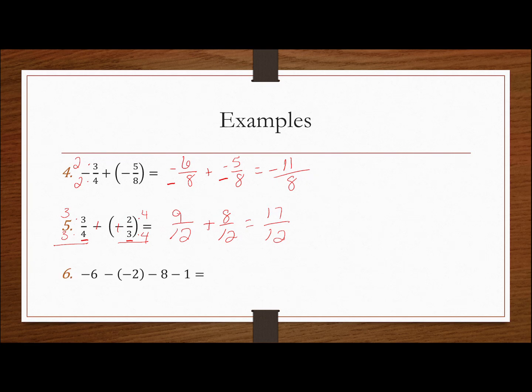This one, we're just adding and subtracting numbers, but we're doing more than just two. So I have -6. Again, right here, I'm subtracting a negative. That would become positive. So this turns into -6 plus 2 minus 8 minus 1. Then you're just going to work from left to right. So -6 plus 2 would give us -4 minus 8 minus 1. -4 minus 8 is -12, and then subtract another 1, so that would give us -13.